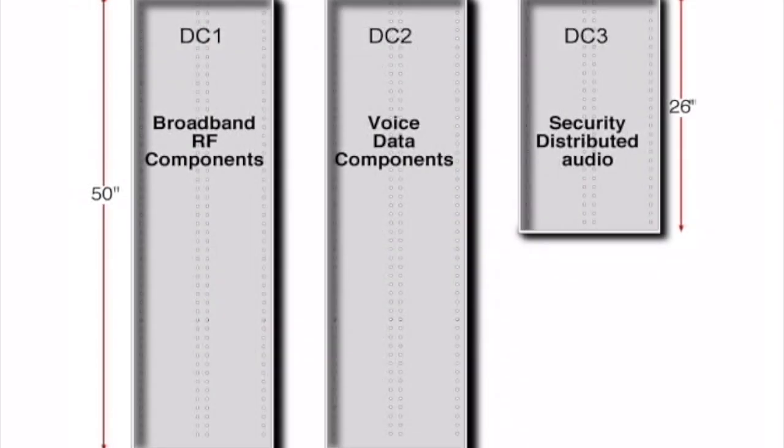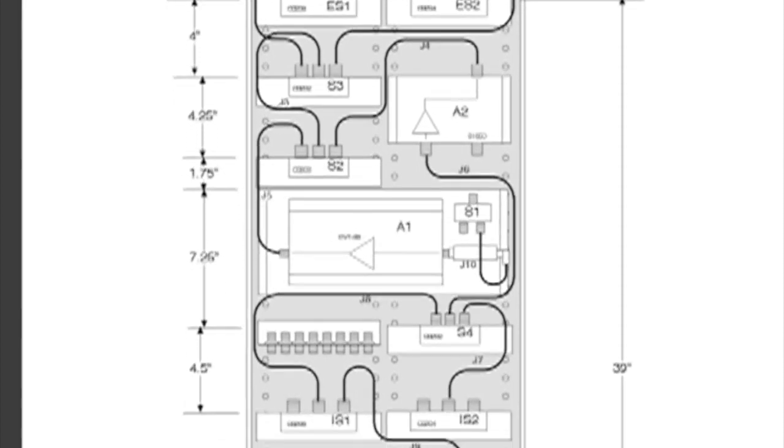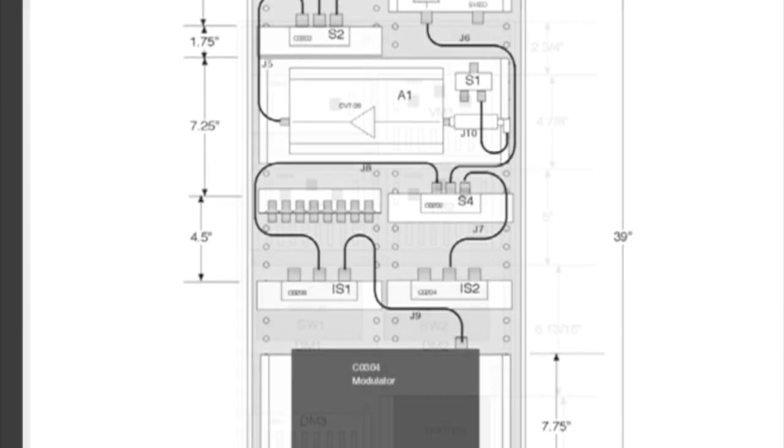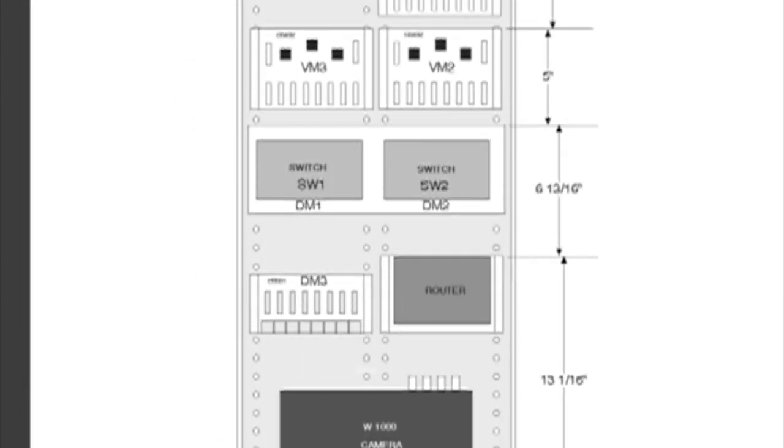While doing our layout design, we discovered we'll need at least 2 50-inch enclosures for the voice, data, and broadband RF networks, and an additional 26-inch enclosure for the security system and A-bus audio distribution system. Now the first 50-inch enclosure holds the broadband RF components, and the second 50-inch enclosure holds the voice and data network components.